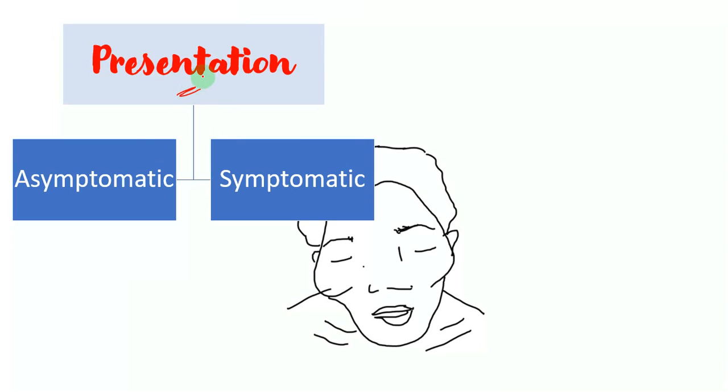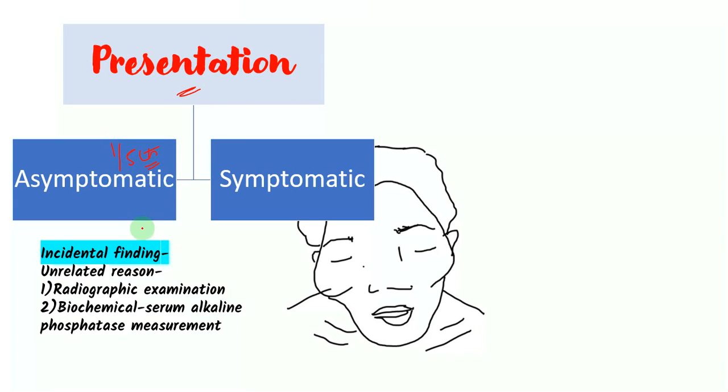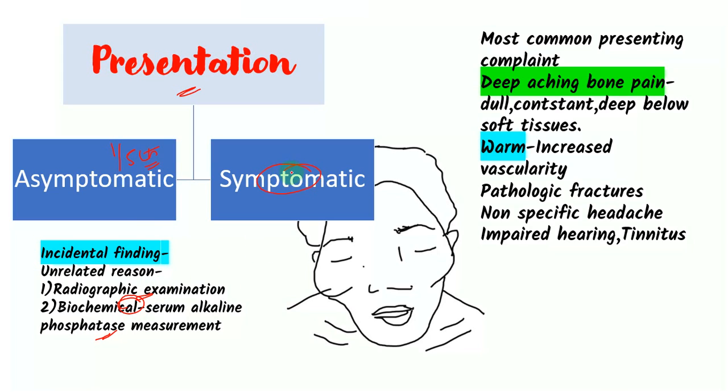In the presentation, a patient might be asymptomatic or symptomatic. In one-fifth of the cases, the patient is asymptomatic, and here it might be an incidental finding during a routine radiographic examination or the biochemical analysis of raised serum alkaline phosphatase levels. When the patient is symptomatic, the most common presenting complaint is deep aching bone pain.